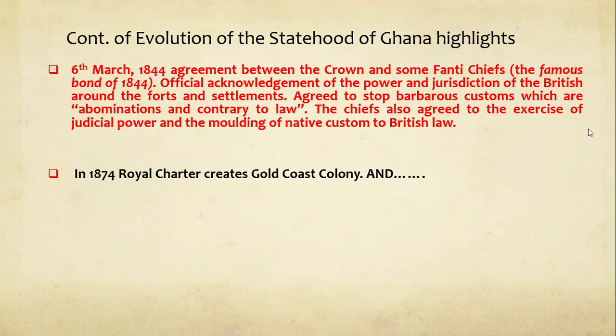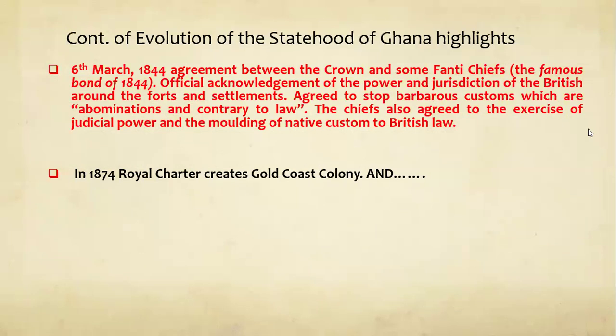And the chiefs are also supposed to mold their customary law to reflect the general principles of British law. So that was a bit like insulting, isn't it? Because why should you adjust your local law to reflect somebody's law? Is it because they think he's superior or better than you or something like that? So that was the trouble. But that is what the Bond of 1844 actually signifies.